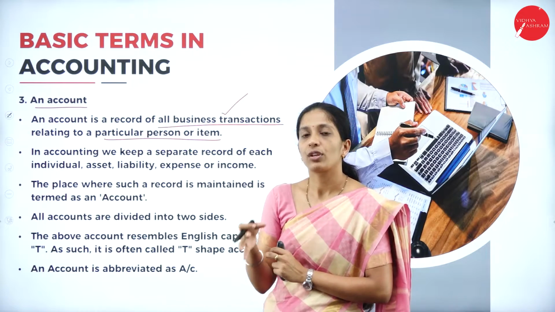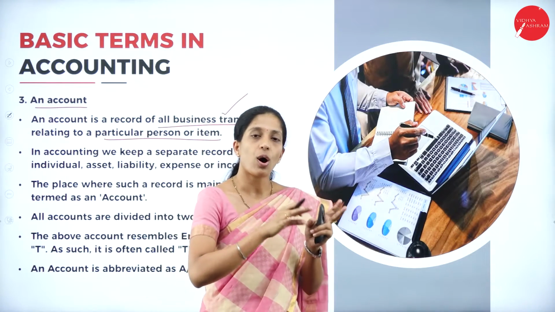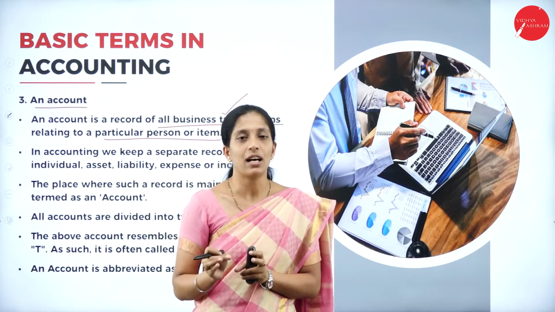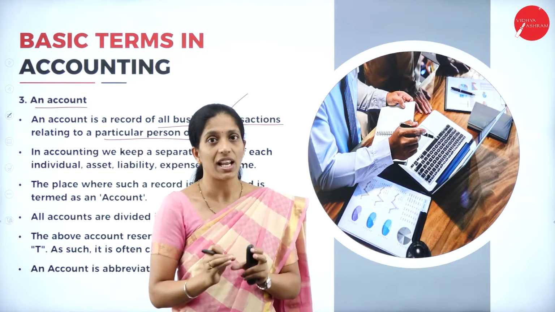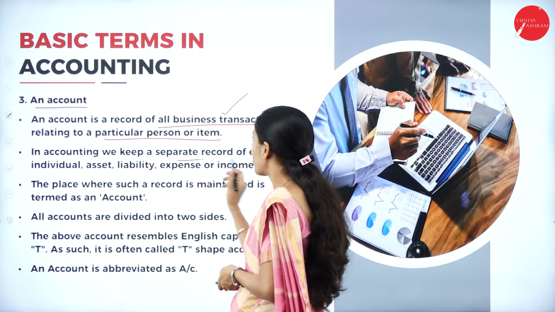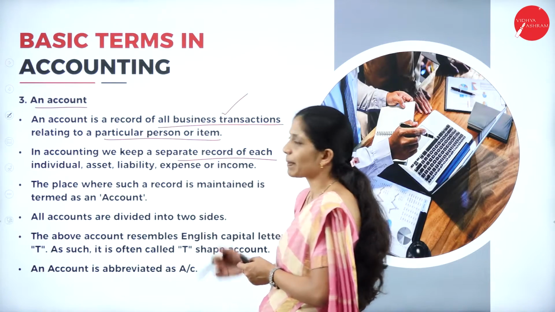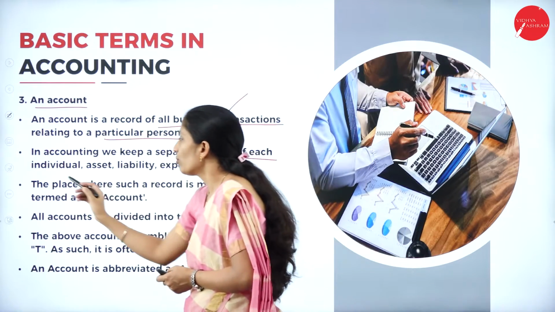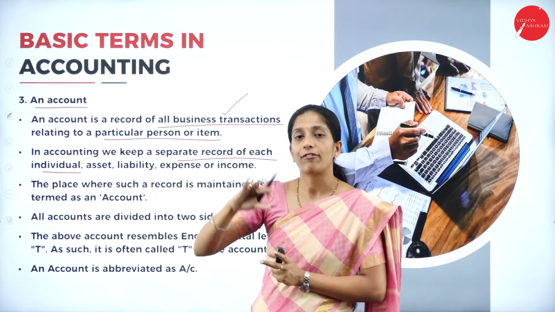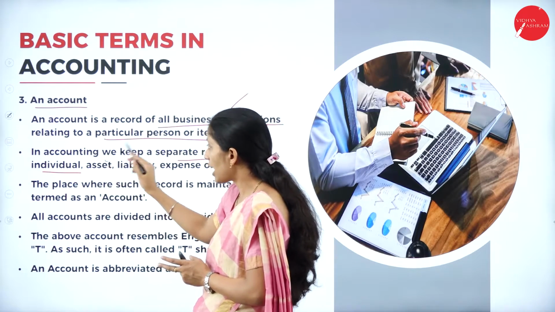Suppose I am going to record the transactions of A Limited. All the transactions related to A Limited will be placed in a particular place, which is called what? Account. In accounting, we keep a separate record of each individual asset, liability, expense or income. Suppose I have told you about A Limited, then I have to prepare A Limited account. Suppose I have to prepare an asset account.